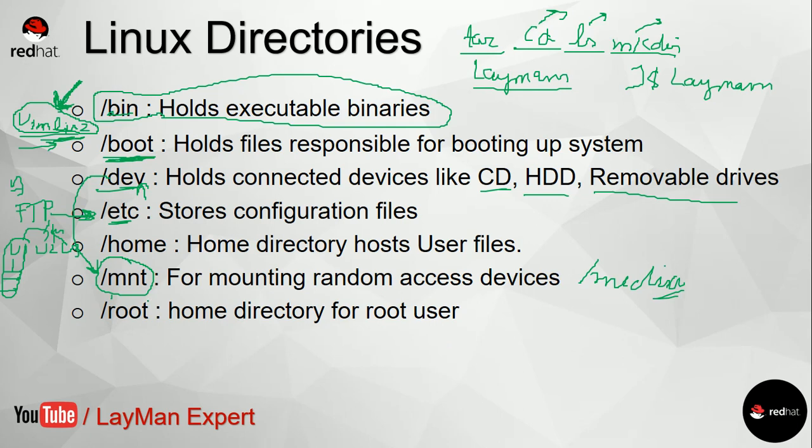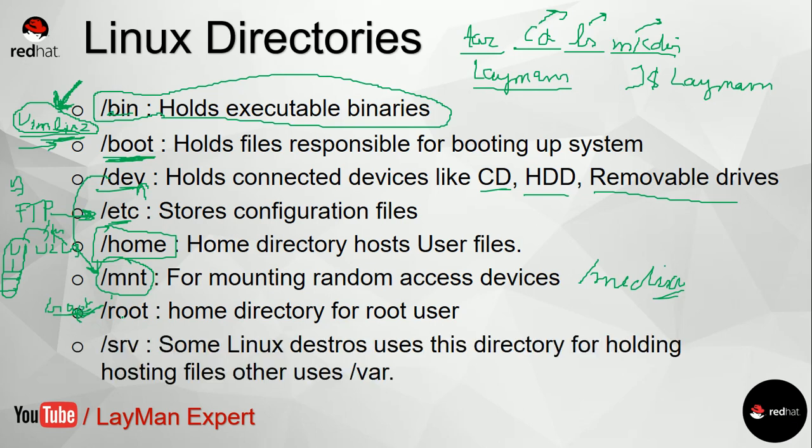Now the root directory. Remember, I told you about the home directory. The home directory holds the home directories of all the users of the system that you have created. The root directory is the home directory of the root user, that is the super user. So it contains the files on the desktop, documents, pictures and downloads of the root user.